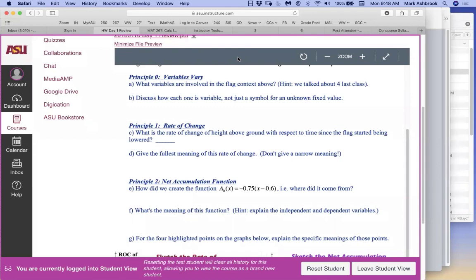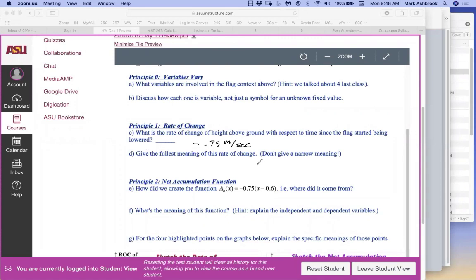Okay, so we know that the rate of change is negative 0.75 meters per second. And so then we worked hard in class. We said one of the most important things from class on Friday was, what is the fullest meaning of this rate of change? If you remember, we say, given any change in time in seconds, and so we were calling x the time in seconds.